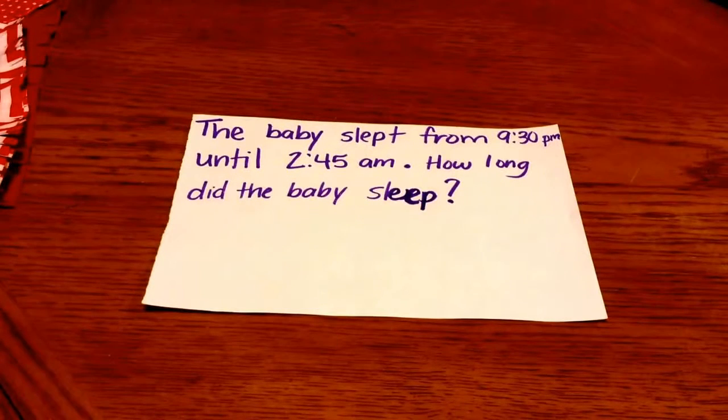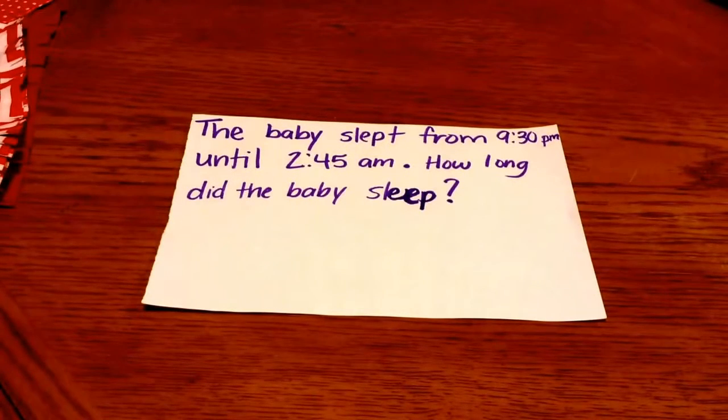Today we are working on an elapsed time word problem. This is a 4th grade skill because it works on duration of time, which is elapsed time. So what we're going to do is we're going to read our word problem first. The baby slept from 9:30 p.m. until 2:45 a.m. How long did the baby sleep?